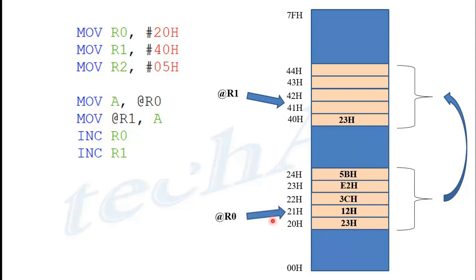Once these two pointers are pointing to the next address locations, again we have to repeat these two instructions, so that data will be transferred from the source to the accumulator and from the accumulator to the destination. And this data transfer we have to perform 5 times. So we'll decrement the value of R2 and check whether R2 is 0 or not. That means this loop will be executed 5 times and 5 data bytes will be transferred from the source address locations to the destination address locations.